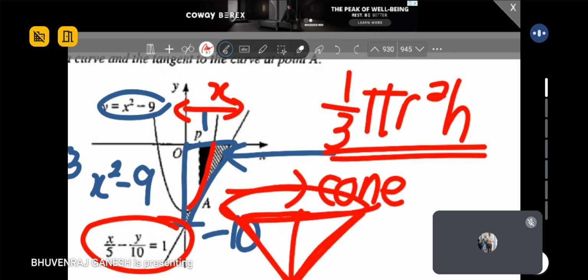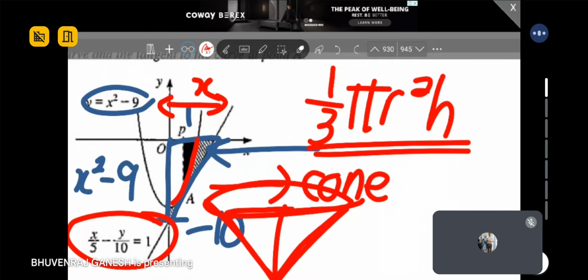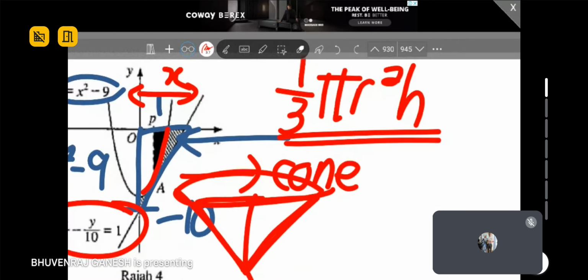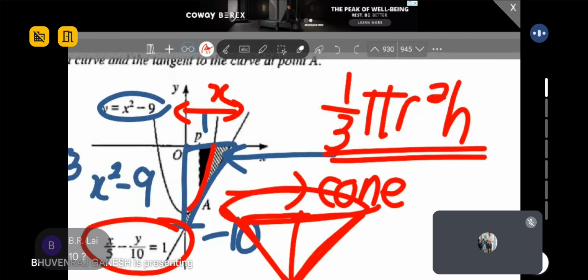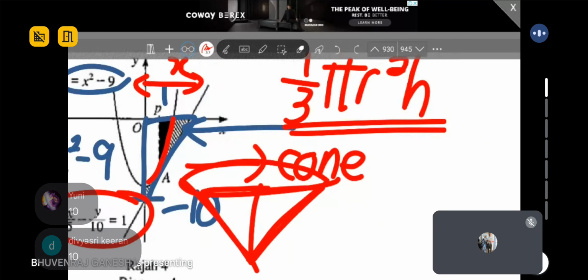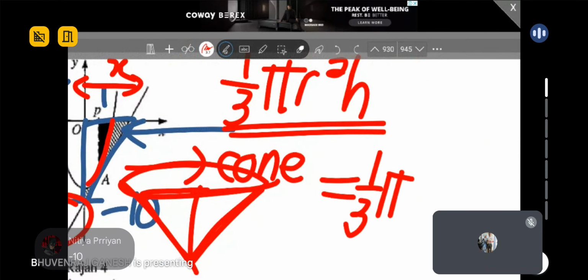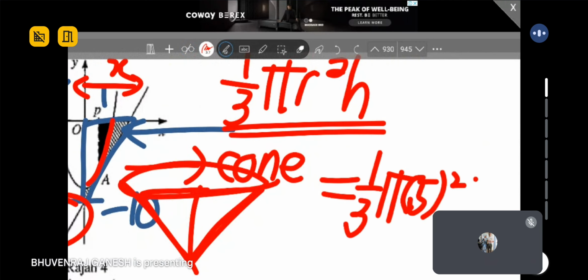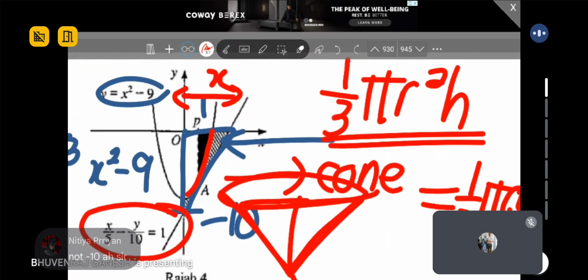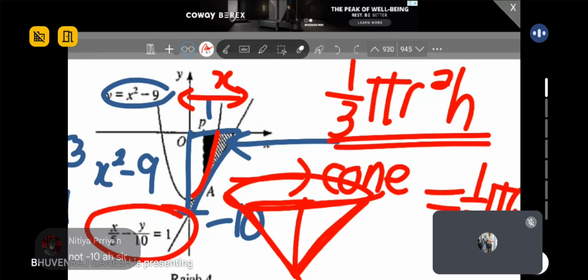So what is your height, guys? Height of the cone? Ketinggian cone kamu kat sini. Yes, very good. So you just substitute: 1 over 3 pi 5 square 10. So this is your volume of cone. Settle.